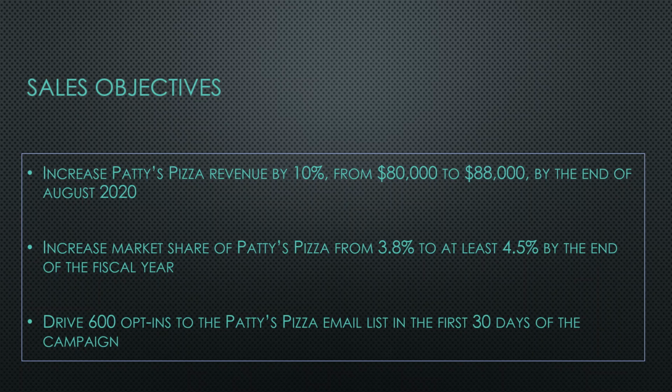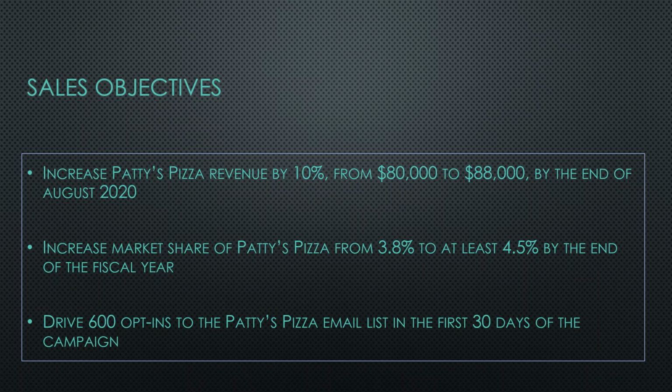Having that specific information makes it really helpful to explain the value of what we're doing to non-marketing people. And that's very important when you're trying to spend a lot of money and get buy-in from senior executives. The next one here, increase market share of Patty's Pizza from 3.8 to at least 4.5% by the end of the fiscal year. So this one's looking at the market share. So again, I have an end date, and I'm showing exactly I want to increase from this amount to this amount.